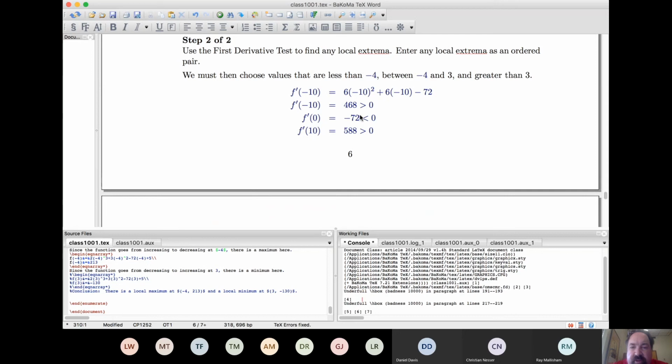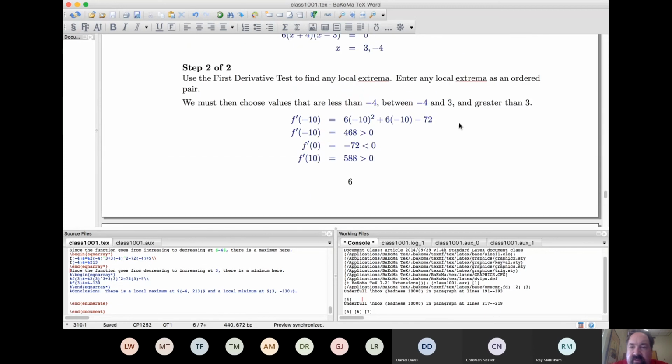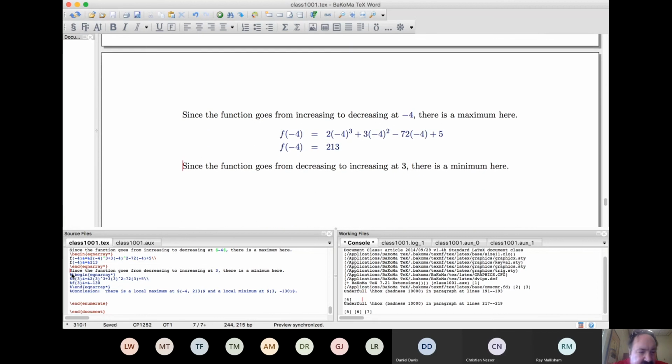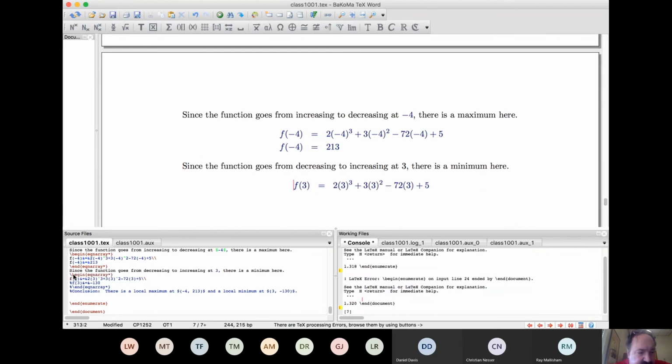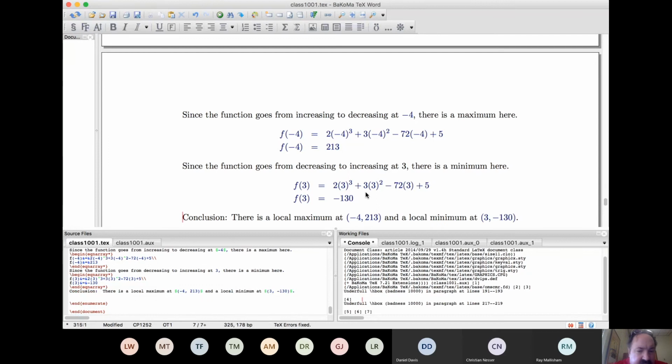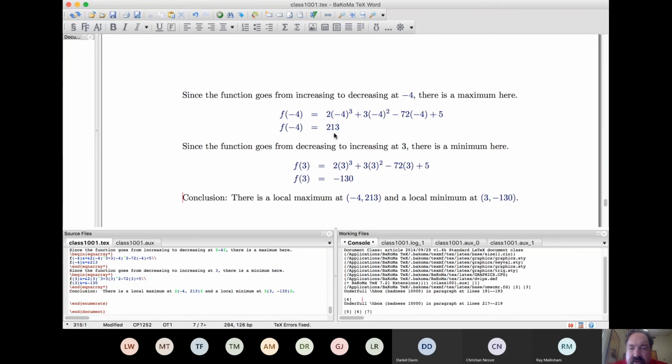For x equals 3, that's between here and here. So it's minus to plus. So it's decreasing to increasing. So that is a local minimum. So again, you substitute that into the original function to get the y value. So now we have these 2 ordered pairs. So minus 4, 213 goes in the maximum box, and then 3, minus 130 goes into the minimum box.